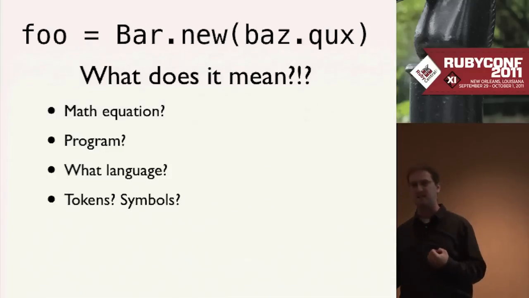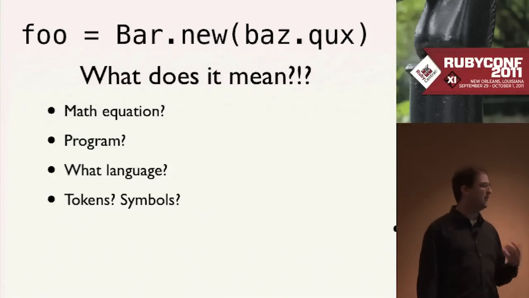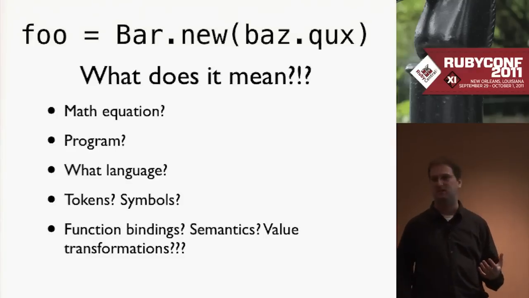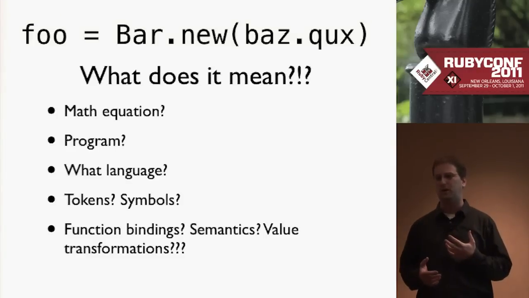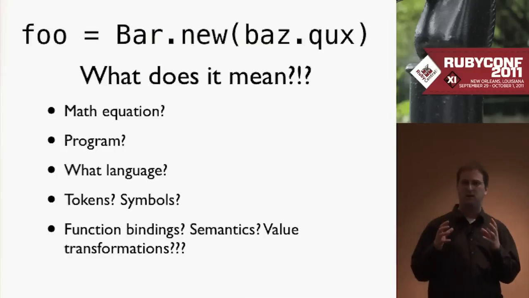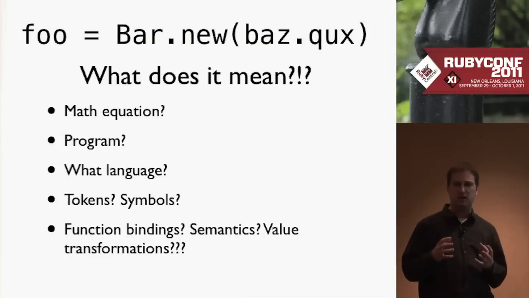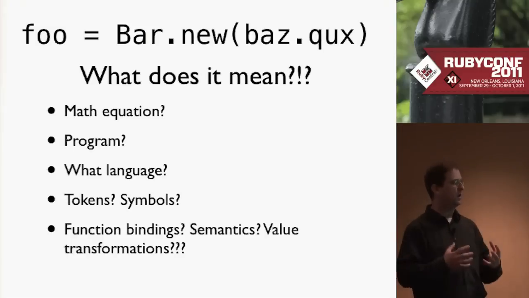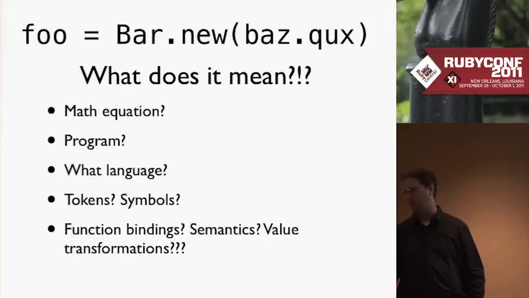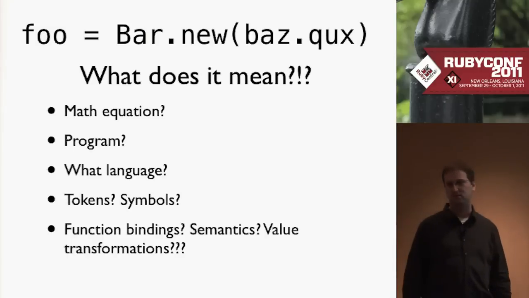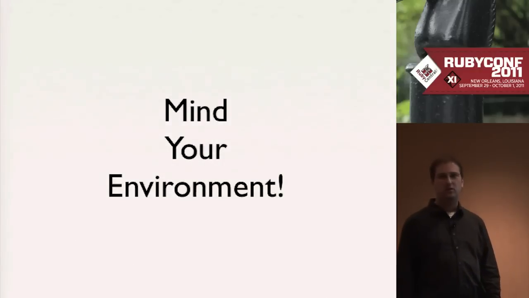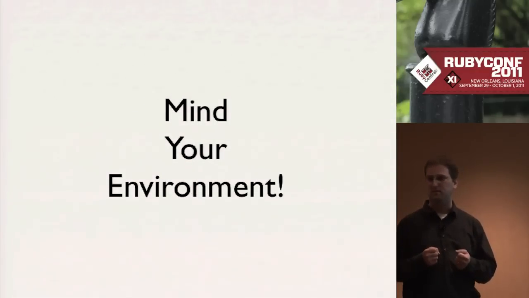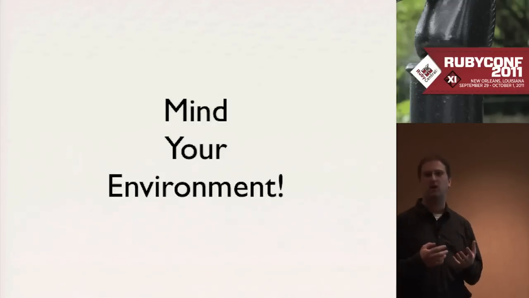What the program means, what it does, depends on the functions, depends on the semantics, depends on how we do value transformations. And if we take all of these together, all of the information that we need in order to understand what a program actually does, we can call that an environment. So when you want to answer the question, what does it mean? You need to know something about the environment that code is going to run in.